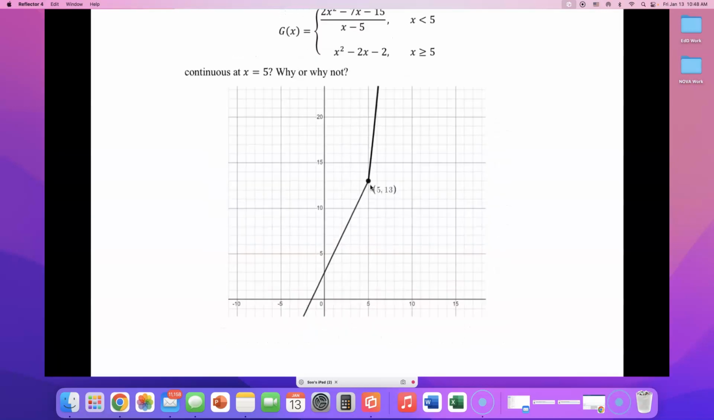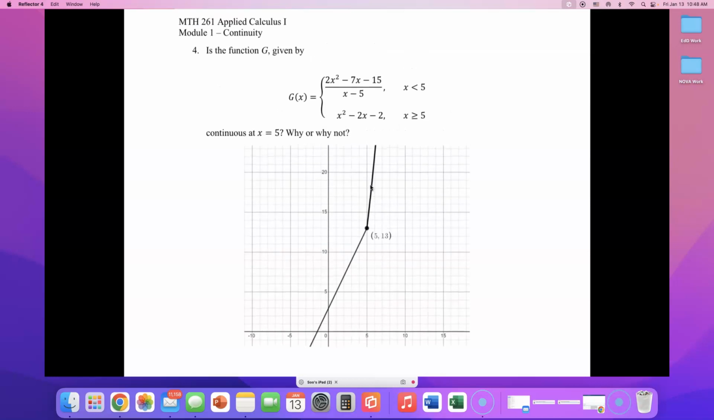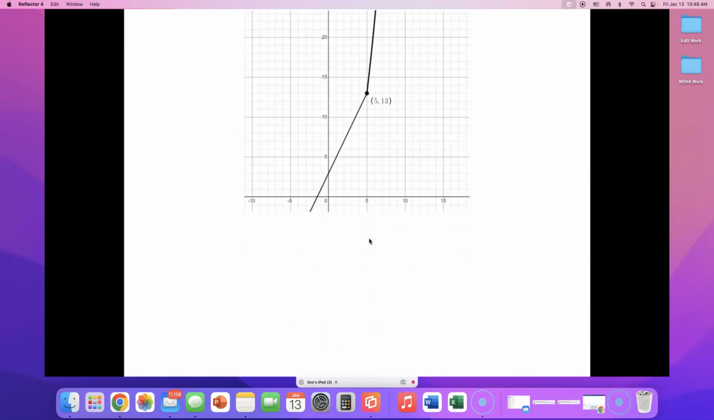So graphically, I want you to check it, okay? Our conclusion will be yes, g is continuous at x equals 5 because we see it. They meet at 13. But here's what you're going to have to do using the definition. So number 1, part 1.